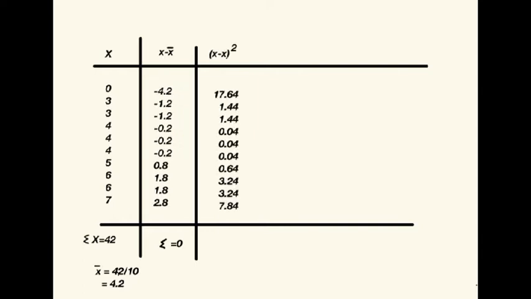So we square the differences from the mean. This makes all of the differences positive. And we add the squares of the differences.